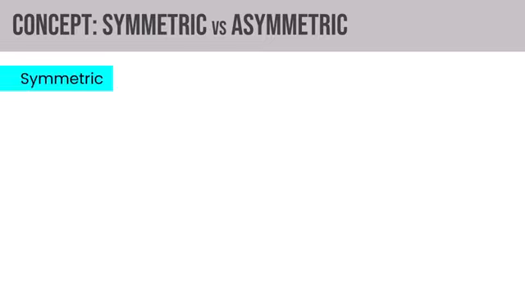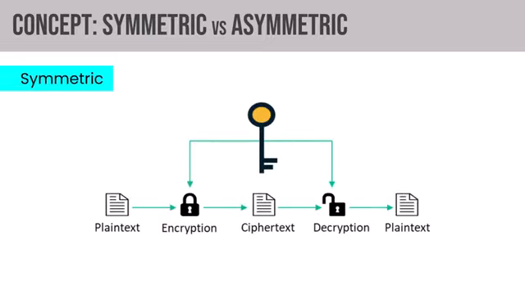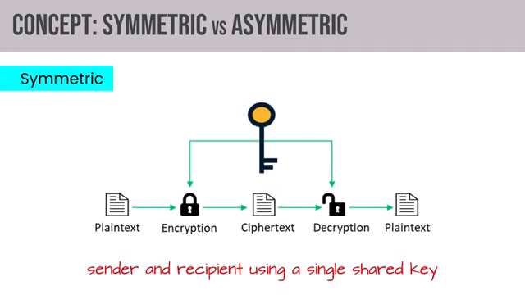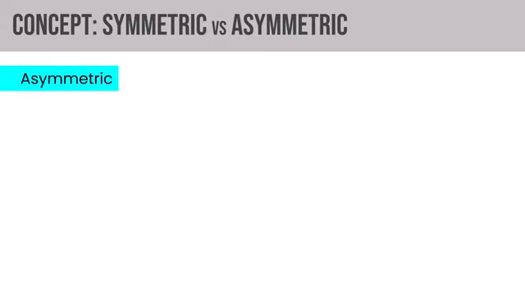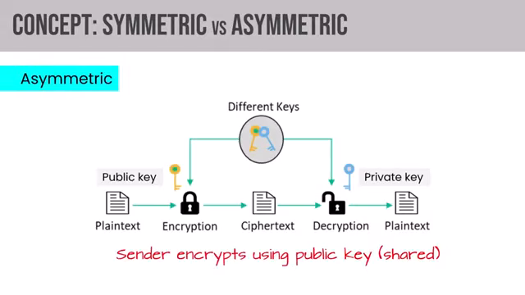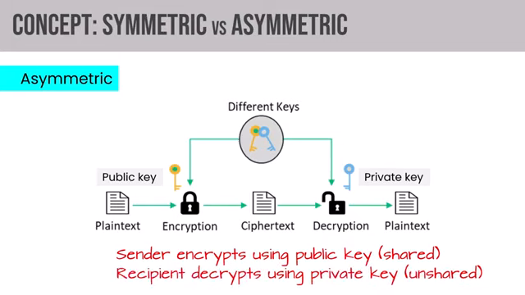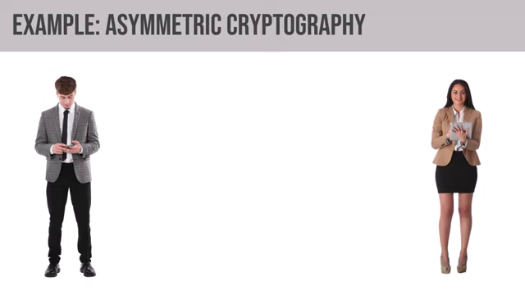So, symmetric encryption, to touch on this again, the sender encrypts the data using that single shared key. The recipient then decrypts that data using that same shared key. In asymmetric, we see the sender encrypting data using the public key of the recipient, and the recipient decrypts the message using their own private key. So let me put that into an example to make it a bit more clear.